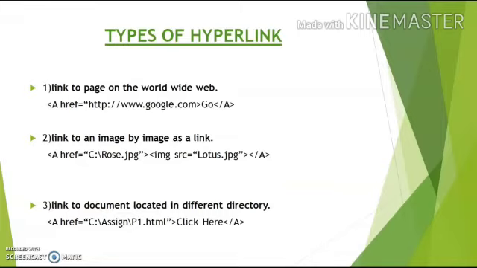Second one is link to an image, by image as a link. Here a href is equal to c:/rose.jpg. My image name is rose.jpg. Then image tag to insert image on web page. img src is equal to lotus.jpg, a tag close. Here lotus.jpg, lotus image is my link. When I will click on lotus image, I will jump on rose image.